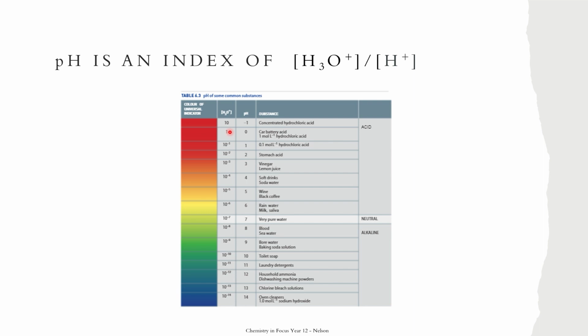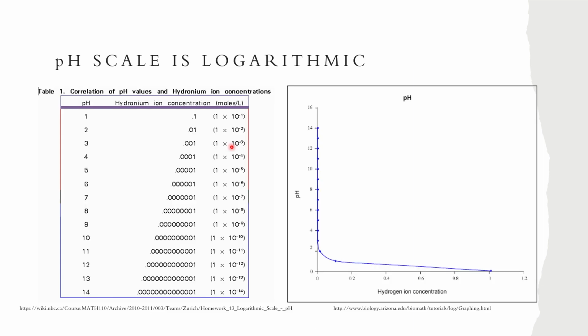In fact, what we see is that there is a reduction by a factor of 10 every time we increase our pH by 1. So if I go up by a pH of 1, I divide the hydronium ion concentration by 10. And that pattern exists the entire time. This is a logarithmic scale. For those who are a little bit more math inclined, you may have seen a log scale before. Essentially, we have a relationship where one variable changes by 1 and the other variable increases or decreases by a factor of 10.